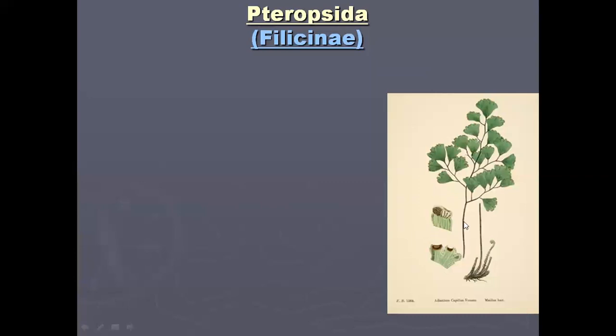The basic example, the main typical example that we are going to study of Pteropsida filicinae is Adiantum. Adiantum is also known as the maiden hair fern. Why is it called the maiden hair fern? Because of the black color of this structure. This structure is known as the rachis, the black color of the structure.